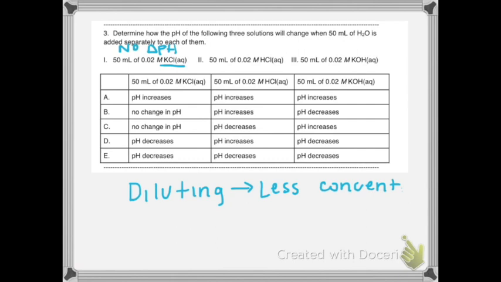Okay, now looking at the second problem, HCl, that's a strong acid. Okay, so we know acids lower the pH. And so if we dilute the HCl, now it will be less concentrated. So if we were to make it less concentrated, we also make it less acidic. And you can do the math for this. But if you know that this is an acid, it's less concentrated, it will be less acidic. Less acidic would correspond to a higher pH.